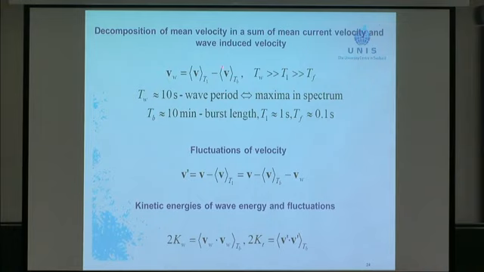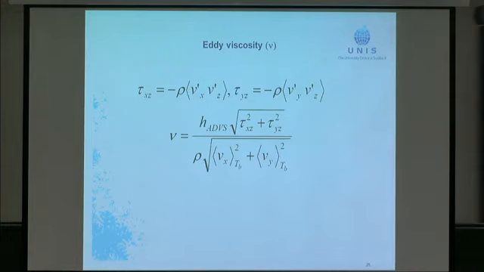So if we remove from the full velocity the wave velocity and the mean velocity, then we have fluctuations. And we interpret them as fluctuations because of turbulence. We may calculate kinetic energy of fluctuations, kinetic energy of waves, and Reynolds stresses. And then if we divide Reynolds stresses by the mean velocity and the distance where we have our device, we have eddy viscosity.